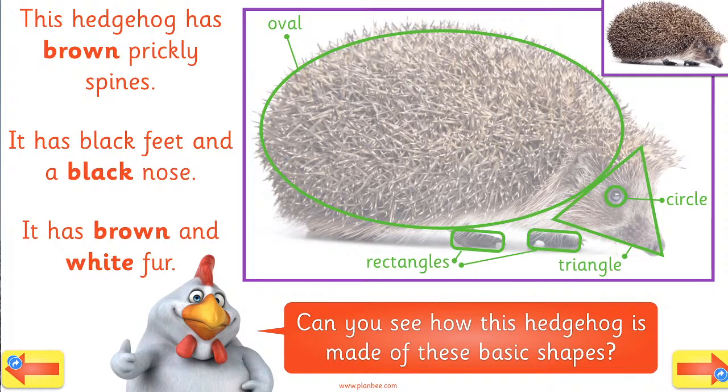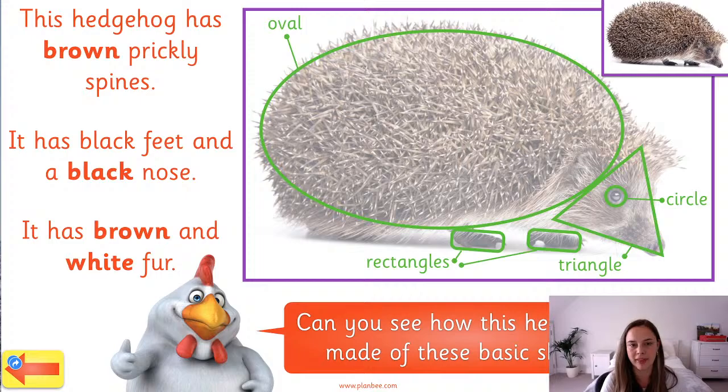So we've got an oval there for the body, and we've got a triangle for the head, a circle for the eye, and rectangles for the feet at the bottom there. Cheryl says that the spikes are for when they get scared and curl up in a ball. That's true, it protects them, doesn't it? Brilliant. So those circles are really, really important when we start thinking about how we might sketch this animal. So keep that in mind. Okay, let's look at the next one.